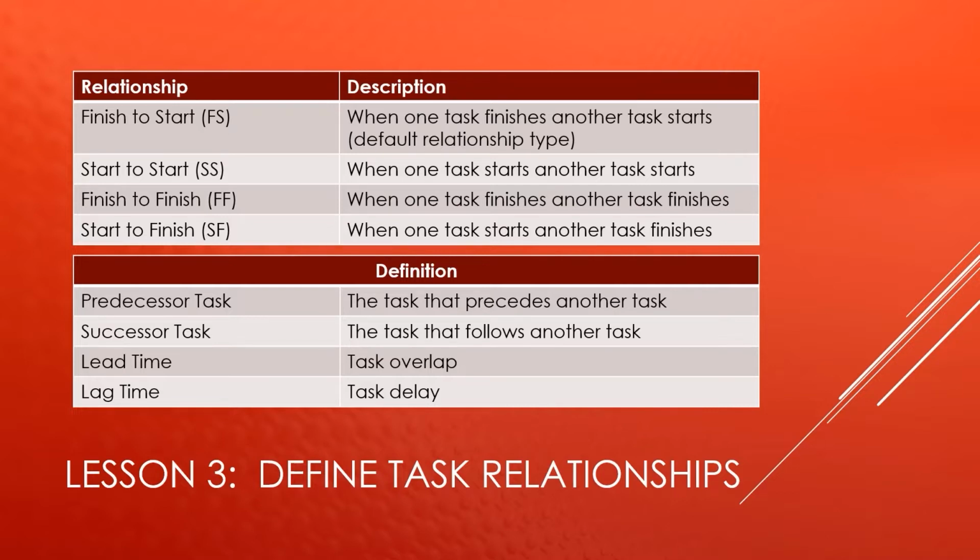In addition to your relationships, you need to know about lead time and lag time. So let's say you're using the finish to start relationship. When one task finishes, another task starts. Well, maybe when the first task is 50% finished, the next task can start. That would be known as lead time. It allows for task overlap outside of the relationship that's defined. And then you have lag time, which is a task delay.